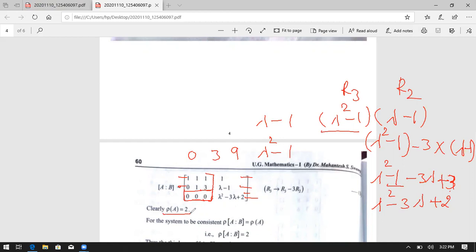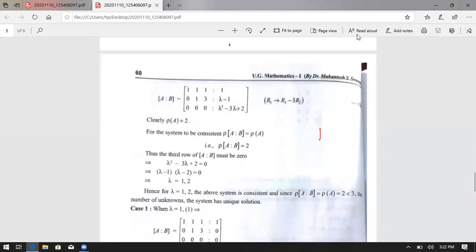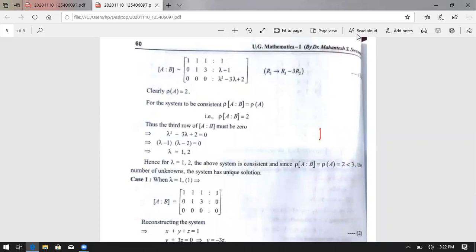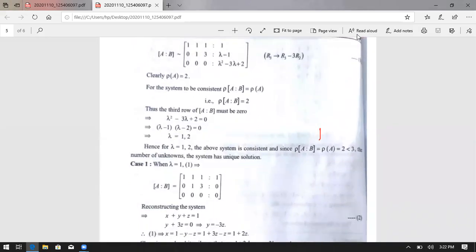Okay. Next, for the system to be consistent, the rank of A must equal the rank of the augmented matrix. Rank of A means that quadratic, you remove that one. Here, next, the simplification. See here, lambda square minus 3 lambda plus 2 is equal to 0.